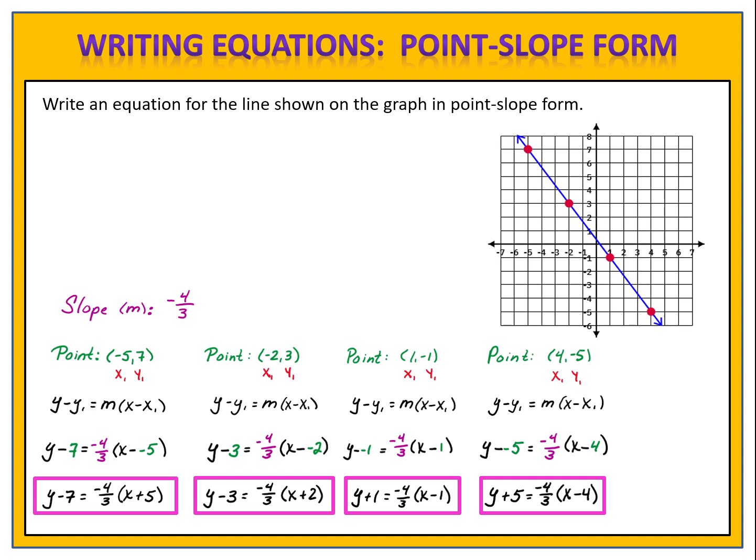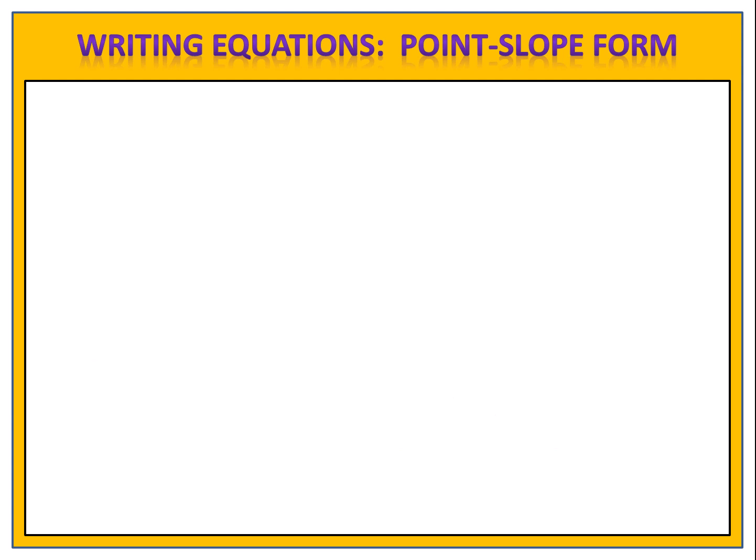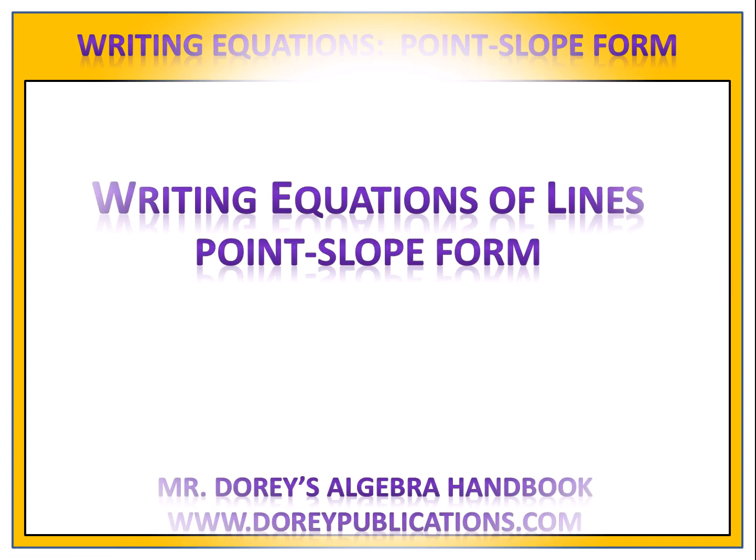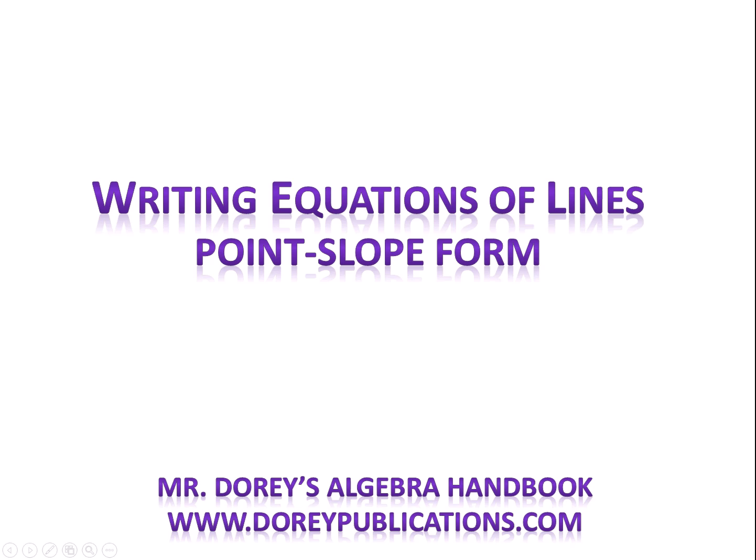As with the first example, you'll notice we have several different equations written on the bottom of the screen. These equations are equivalent, and they all represent the line that you see on the graph. This is everything you need to know to get started writing equations of lines in point-slope form when given a graph. You can learn more about writing equations of lines in the subsequent parts of this video series.